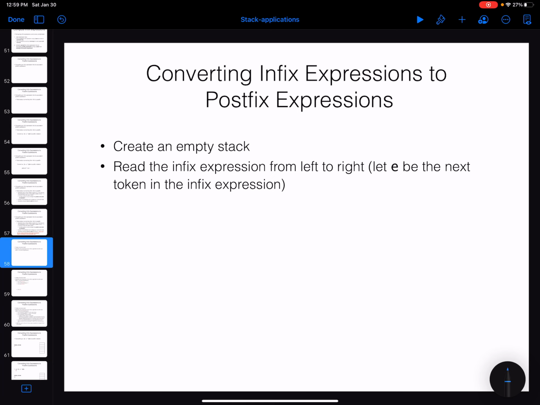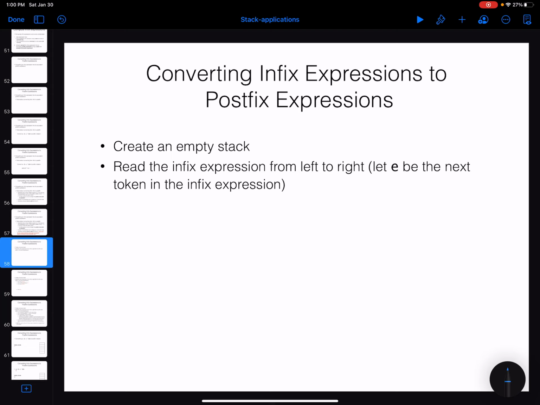So again, just like what we did in the algorithm to evaluate a postfix expression, here I need a stack, and I'm going to deal with the input expression as a string, and I will read it from left to right, token by token. And for each token, based on what the token is, either it is an operand, an operator, an opening parenthesis, or a closing parenthesis. So you can see that I have four possibilities here.